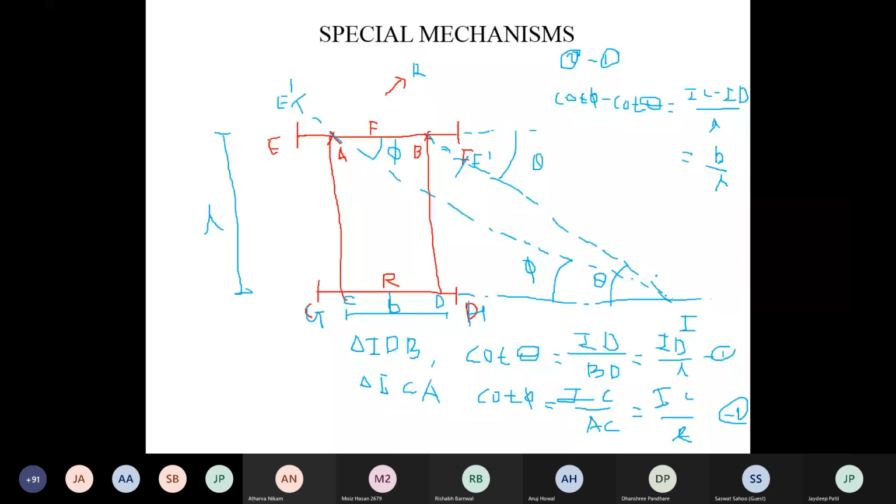Means when you design the steering gear mechanism, you have to design it such that this angle theta and phi are adjusted automatically while taking a turn, and the ICR of both the front wheels lie on the axis of rear wheel. Okay, the axis of rear wheel. Got it, all of you? Yes, sir.